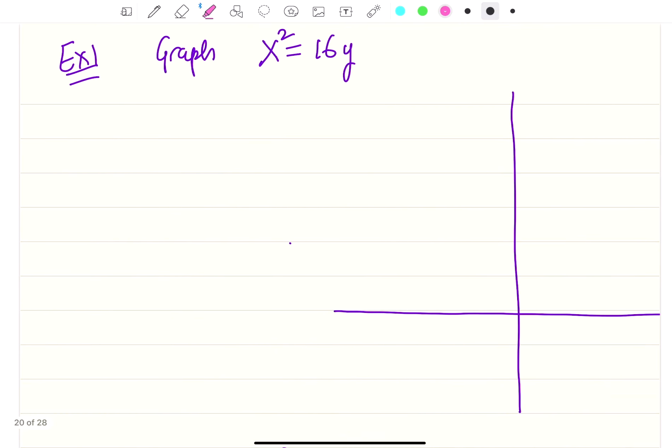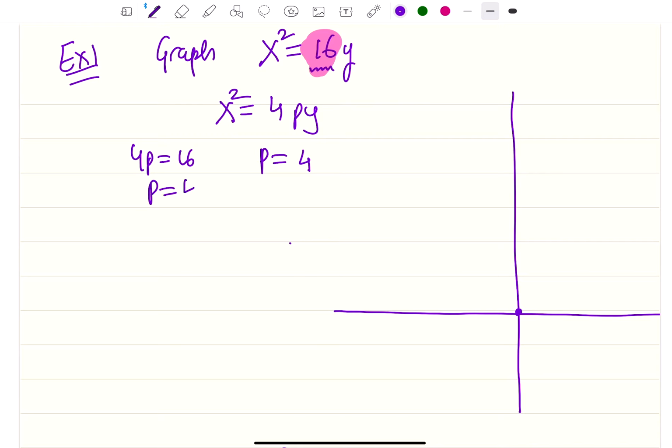Let's see some examples. Graph x squared equals 16y. So we know, first of all, that this parabola opens up because x is squared and we have a positive number here. Vertex is going to be 0, 0 for this parabola. Let's think about focus. If I compare it to x squared equals 4py, then 4p is equal to 16, so p is going to equal 4.